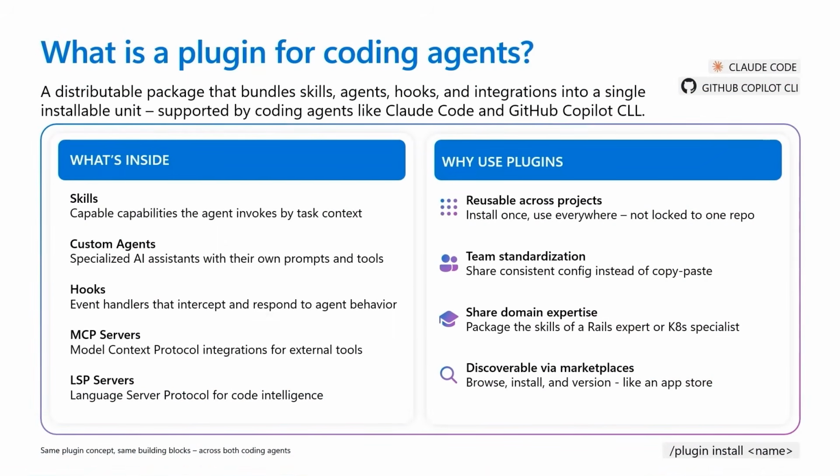For the maker world, we had business skills in Dataverse. For the developer world, the equivalent is a plugin, a distributable package of skills, scripts, and configurations that you install with one command. The concept is the same: package domain expertise so every developer's agent benefits from it. A Dataverse plugin, a Kubernetes plugin, or anything else. Browse a marketplace, install, and your agent gains capabilities and domain expertise it didn't have.